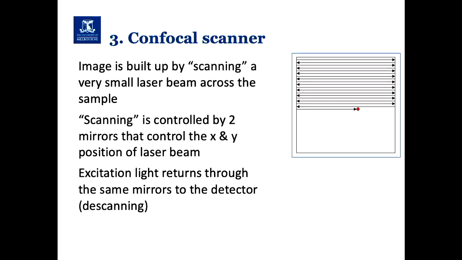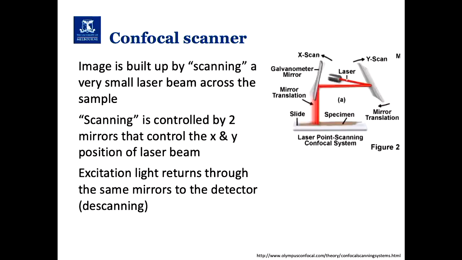So in this case, we've got what we call a bidirectional scan set up. So we're scanning left to right across the image, and then we're scanning right to left, back across, left to right, right to left. And as we're doing that, we're collecting photons and generating our image. Here's just an example. So we've got our laser coming off the Y scan mirror and off the X scan mirror to move the position of the laser across the sample.